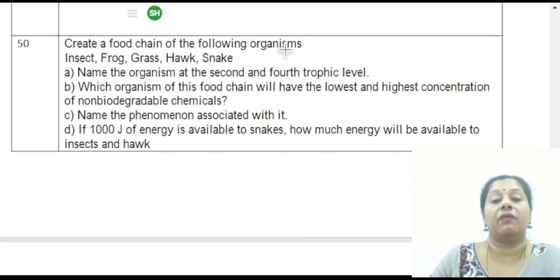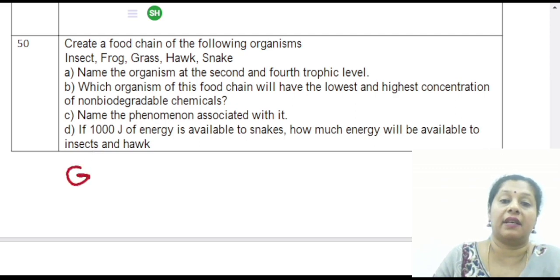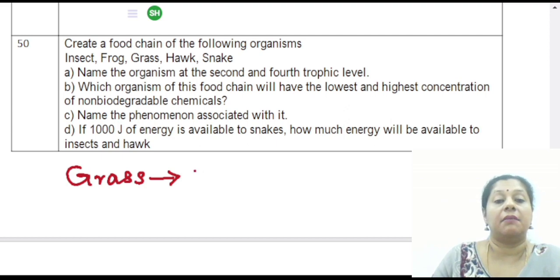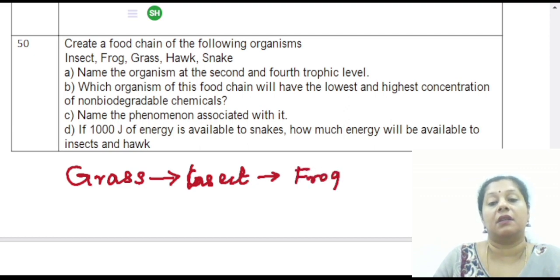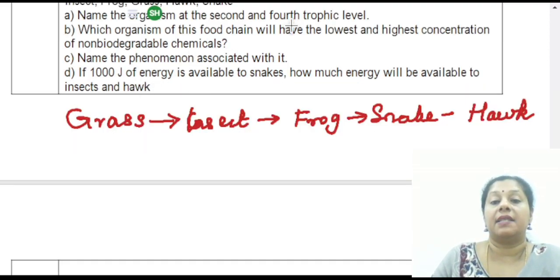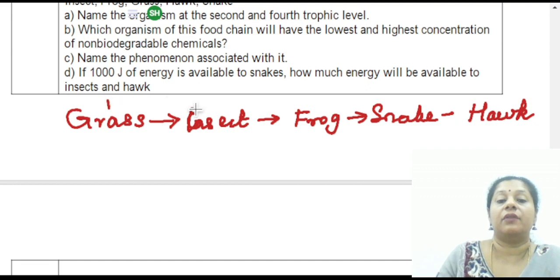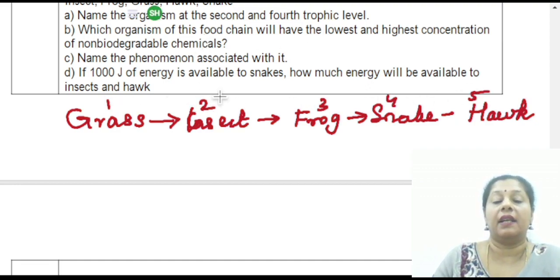Create a food chain of the following: insect, frog, grass, hawk and a snake. So first we have to write grass. We have to always start with a producer. It's eaten by insect, eaten by frog, eaten by snake, and last trophic level hawk. Name the organism at the second and fourth trophic level. We just have to number to see which is the trophic level. Here they are asking second and fourth. So second is insect and fourth is snake.